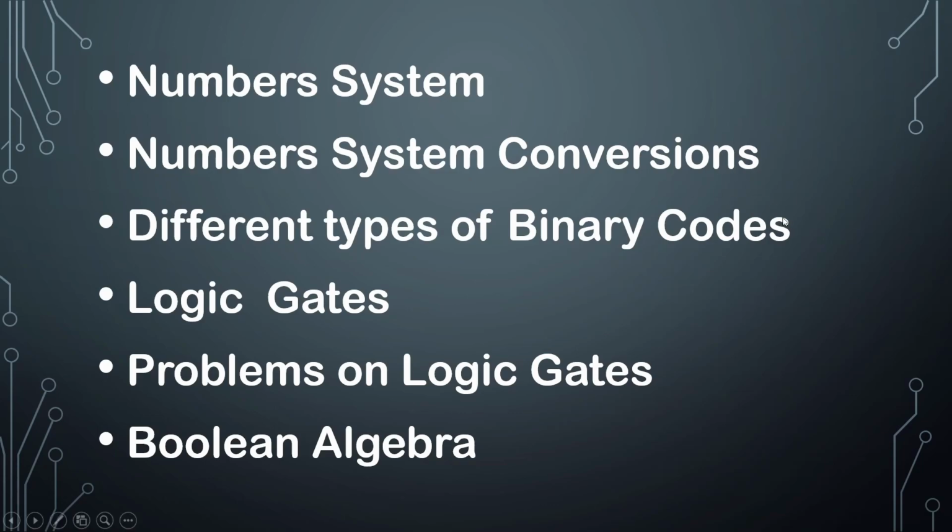And in the next section, we'll see different types of binary codes. We have so many types of binary codes like 8421 and XS3 and gray code like that. So next we'll see about the logic gates, which are the building blocks for any kind of digital system. And we'll see some of the problems on the logic gates.